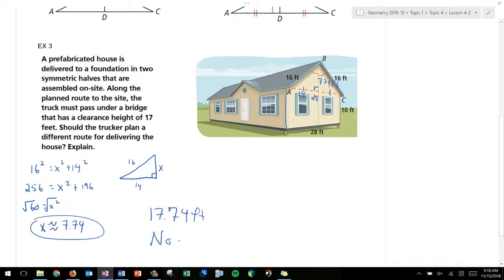That would hit the bridge, and if you guys have ever seen a truck hit a bridge, it's not good. You should go take a look at YouTube and watch some trucks hitting bridges. It's pretty funny, actually.